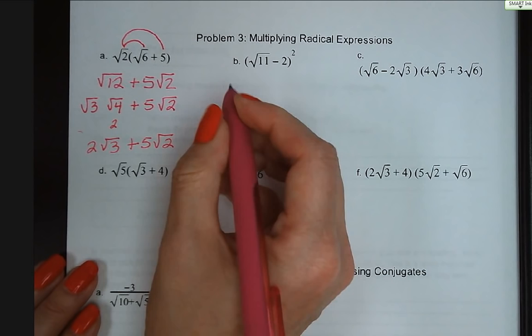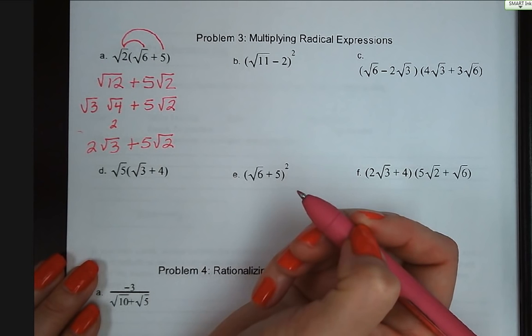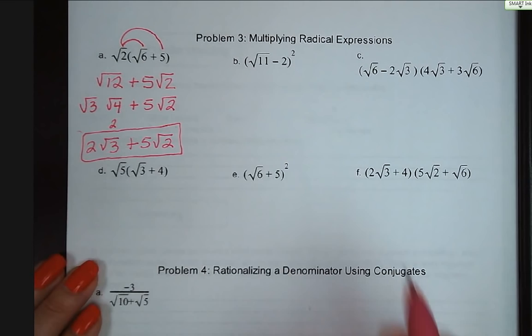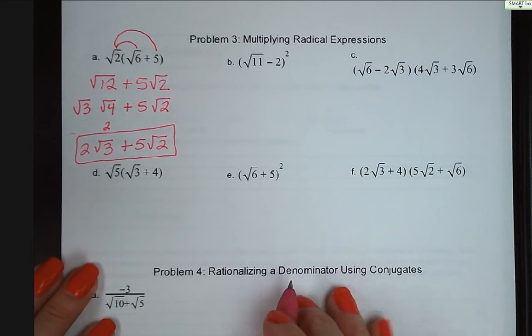Now, do we have any like radicands? No. So we are just going to leave it there. That is your simplified form.